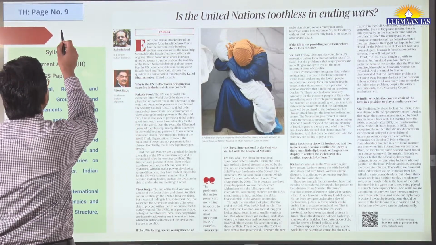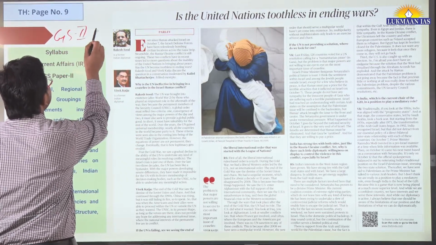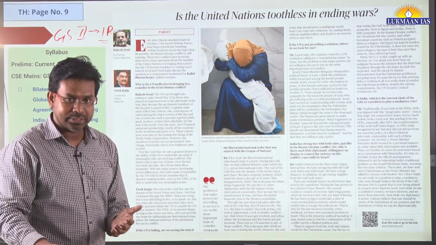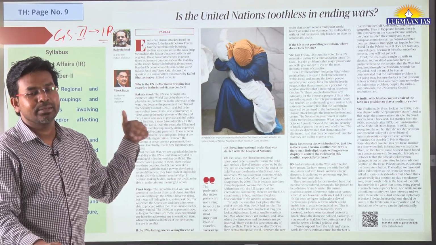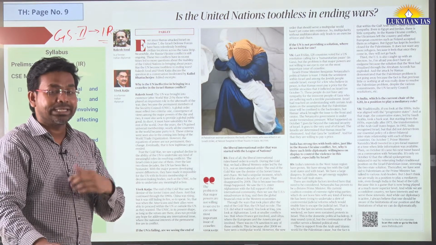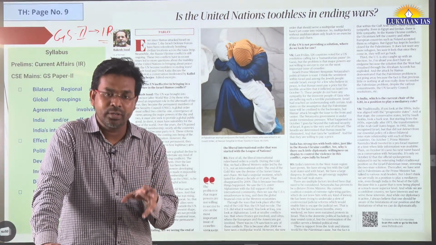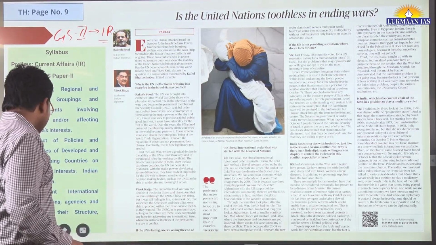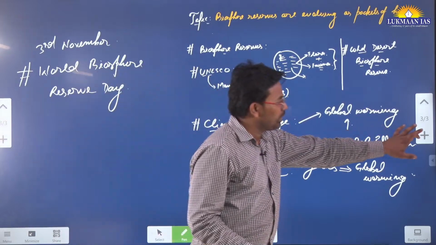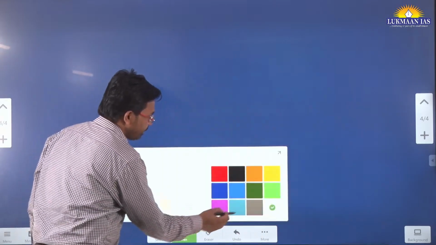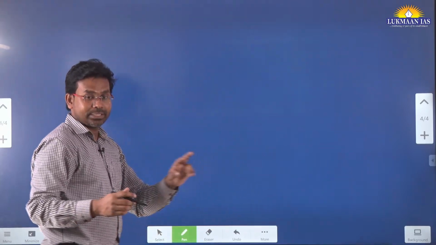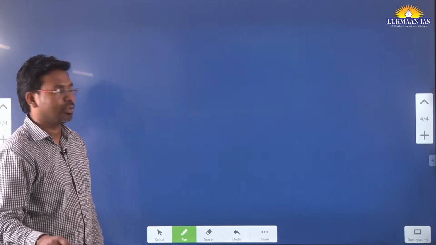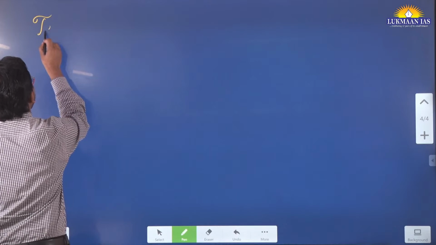This is also part of GS paper 2. It is part of international relations. Now we are talking about the same issue, the issue of the Israel-Palestine war. But in this article they have not discussed it from the viewpoint of the Israel-Palestine war. They have discussed the effectiveness of the United Nations system. This article has been written on the basis of interaction with two diplomats, Vivek Katju and Rakesh Sood. So we are going to discuss this topic.